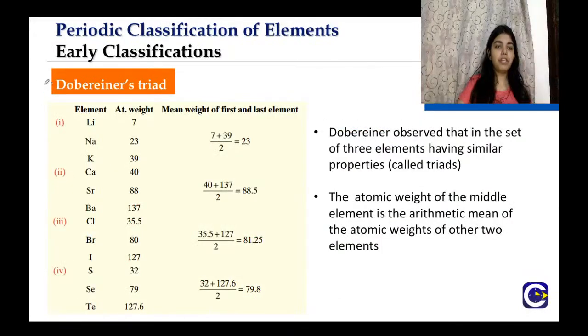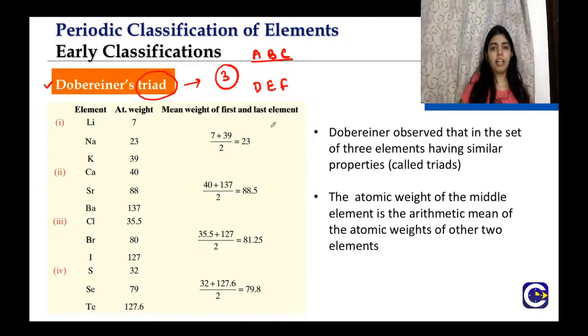Now came the Dobereiner triads. So what is a triad? Basically a group of three. So what he did, he took certain elements and grouped them into triads. That means A, B, C are in one triad, D, E, F are in one triad, G, H, I, let us say, are the third triad, right? So A, B, C is forming one triad, D, E, F is forming another triad, G, H, I is forming another triad.